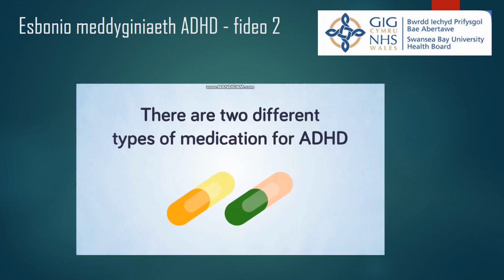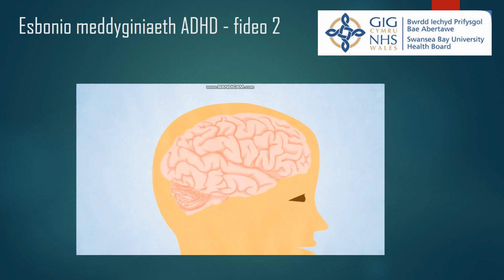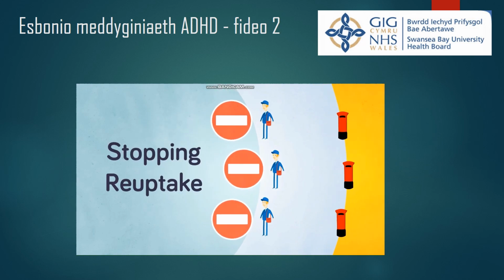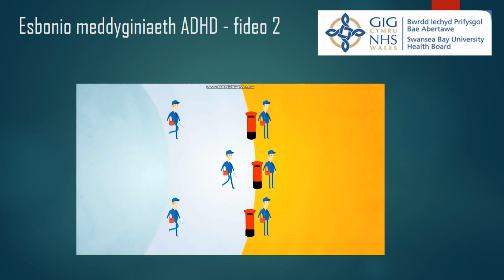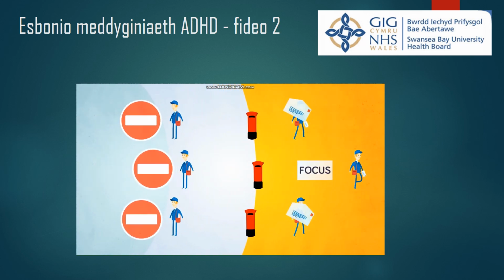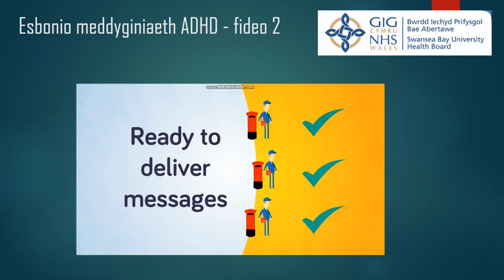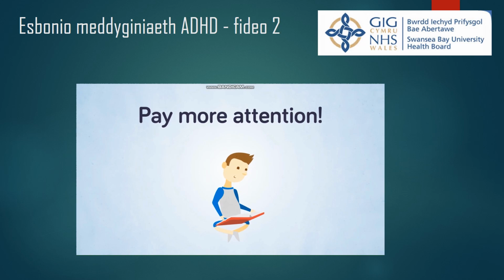There are 2 different types of medication for ADHD called stimulants and non-stimulants. After you take your medication, it travels to the bridges between the nerve cells. Once on the bridge, the medication helps to stop the postman getting back into the nerve cell. Reuptake. This increases the number of postmen on the bridge able to deliver letters, and this is how the chemical imbalance may be improved by the medicines. Once the letters are transferred correctly and regularly across the bridges, your ADHD symptoms will improve, helping you control any hyperactive and impulsive behaviour and to pay more attention.